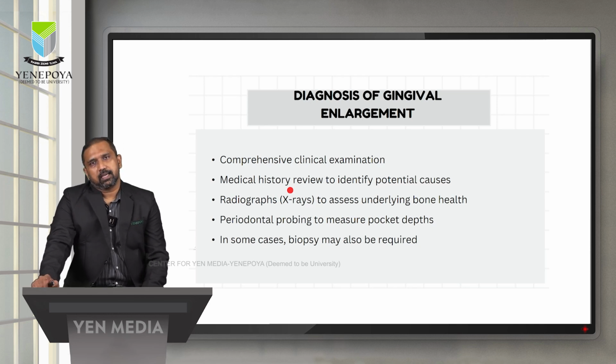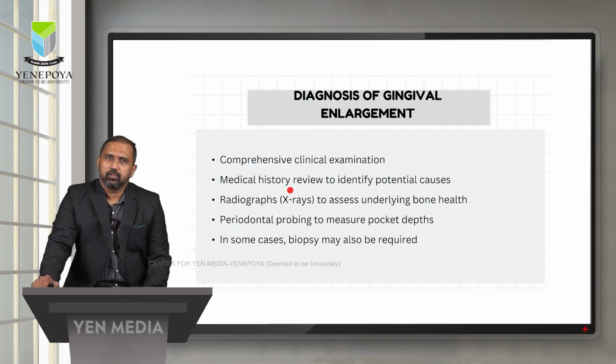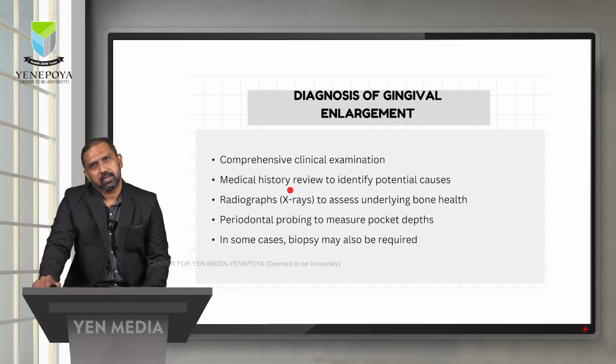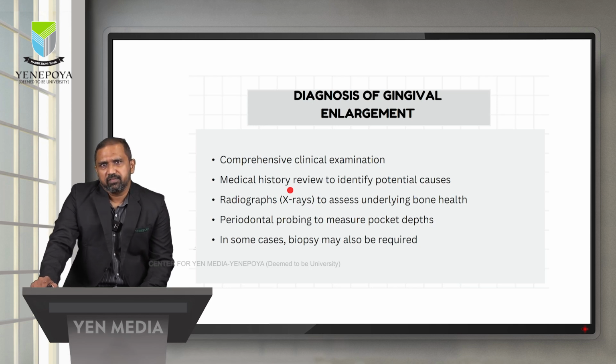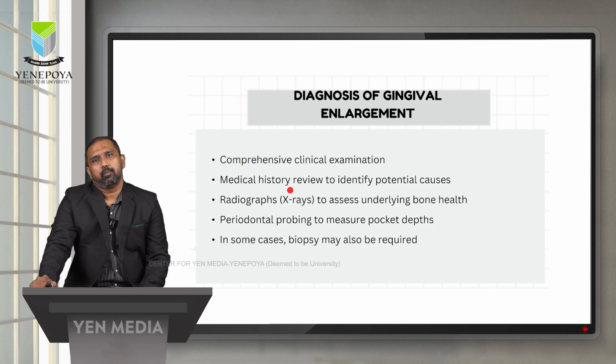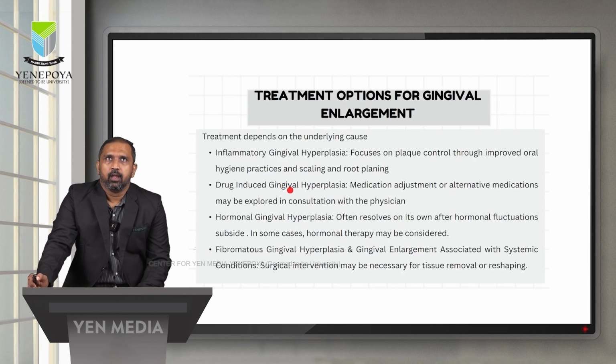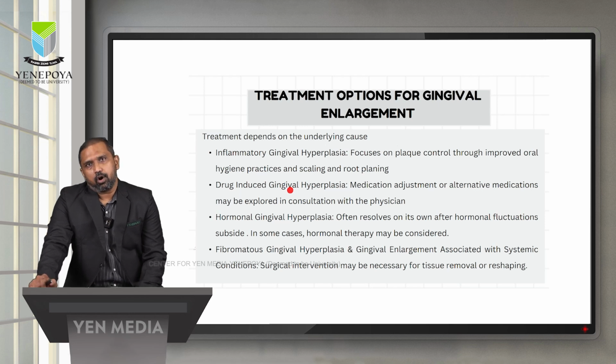A complete periodontal clinical examination, which involves a detailed gingival examination as well as a periodontal examination, includes the charting and the recording of pocket depth and attachment loss. A detailed clinical charting has to be done. And in some cases, when the enlargement is severe and you have a doubtful situation, a further investigation called a biopsy has to be performed to rule out any involvement of malignancy or benign lesions. What are the different treatment options?